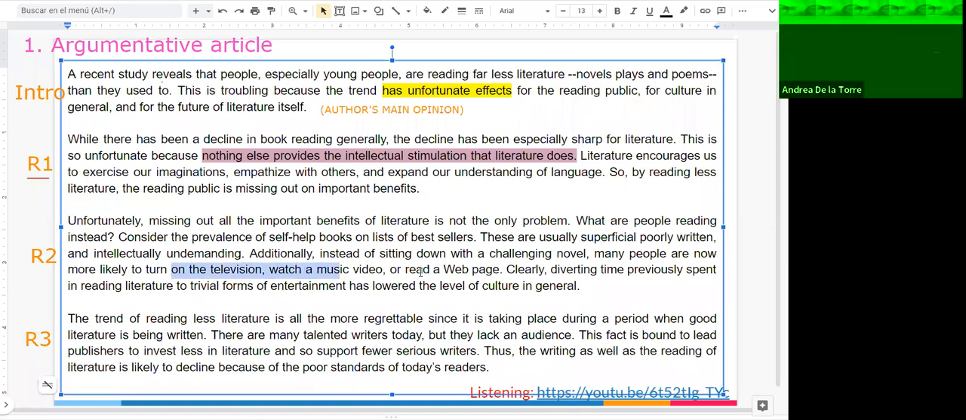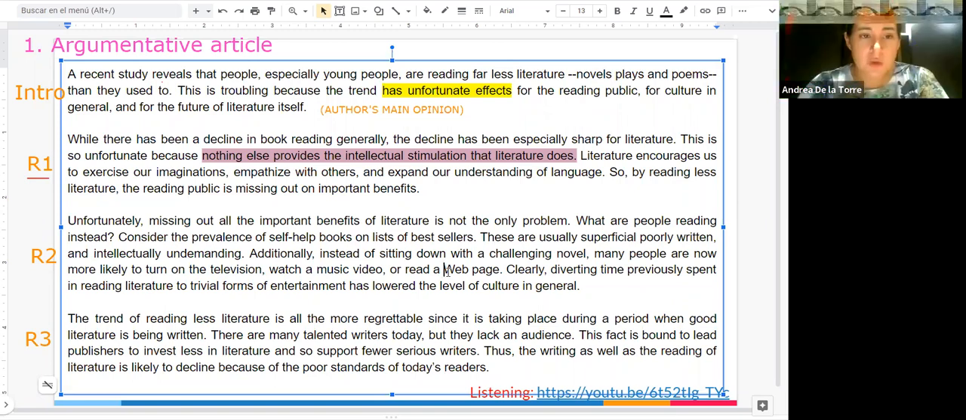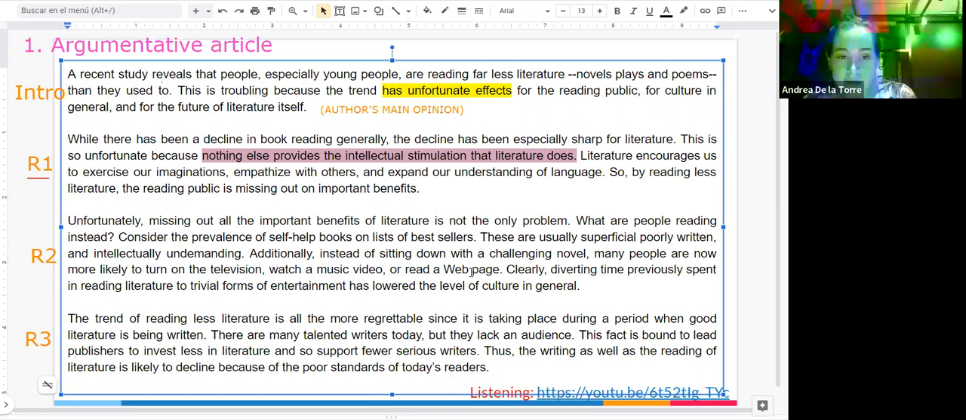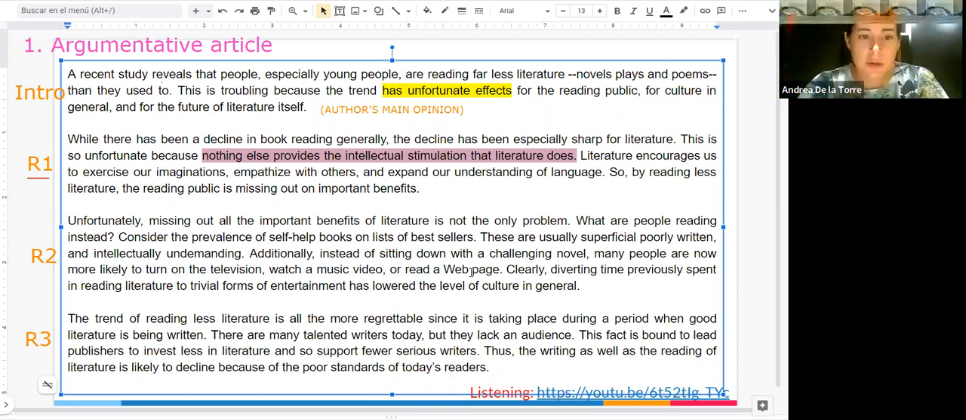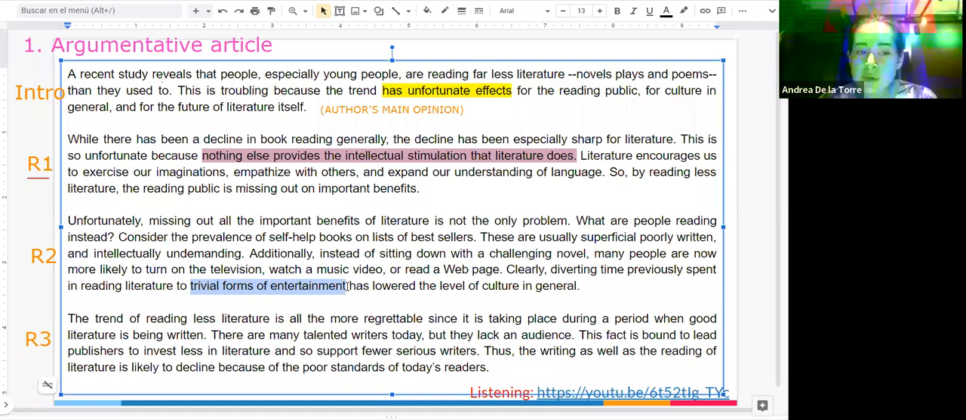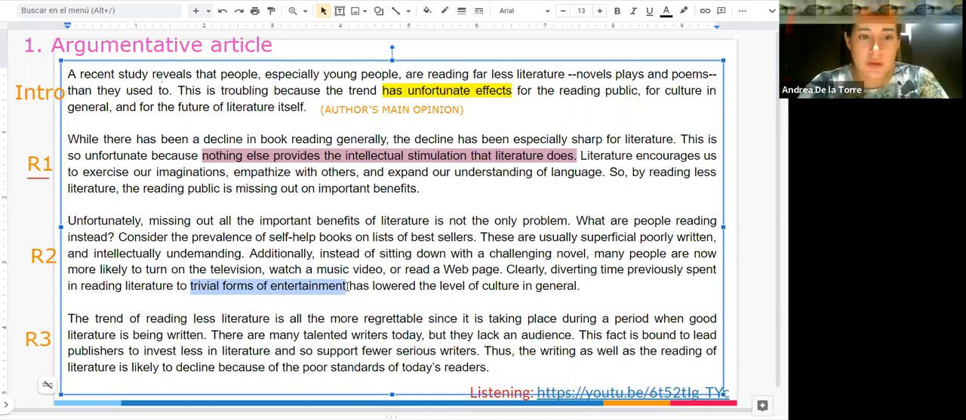You know, another thing I can do here in these articles, you will have different ideas. So for example, this, what you're saying, television, music videos, web pages, if you think about it, they're really specific, right? You're talking about one specific thing. So these are examples. So these are examples of what? Of trivial forms of entertainment, right? According to the author, television, music videos, web pages are trivial forms of entertainment. So when we're trying to come up with a main idea, we're not gonna go with examples. Let's go for the more general part, the broad idea. So what is the reason here?